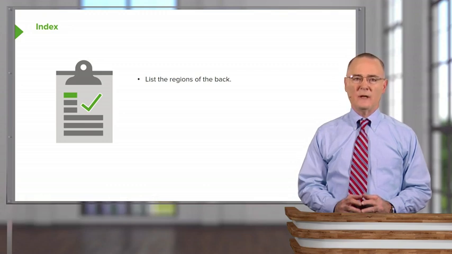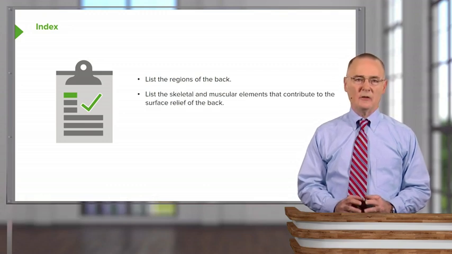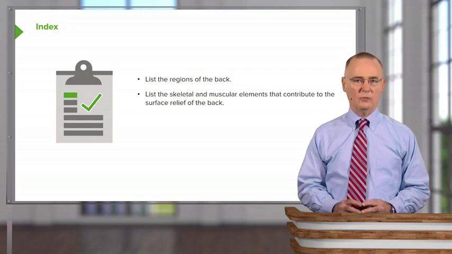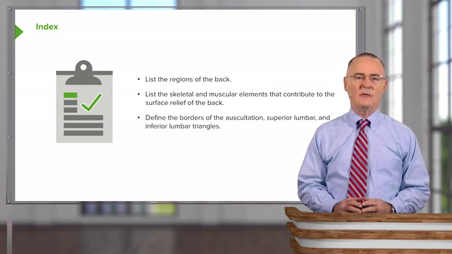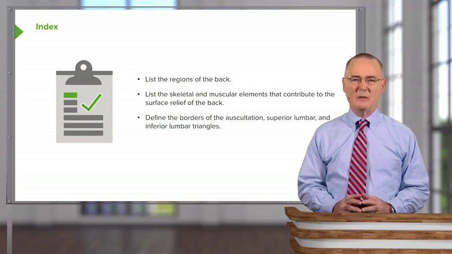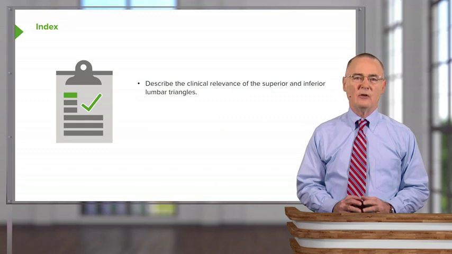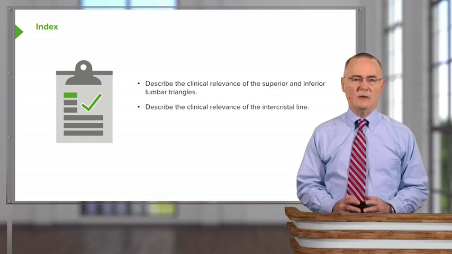First, list the regions of the back. List the skeletal and muscular elements that contribute to the surface relief of the back. Define the borders of the following triangles: triangle of auscultation, the superior lumbar triangle, and inferior lumbar triangle. Describe the clinical relevance of the superior and inferior lumbar triangles. Describe the clinical relevance of the intercrestal line.